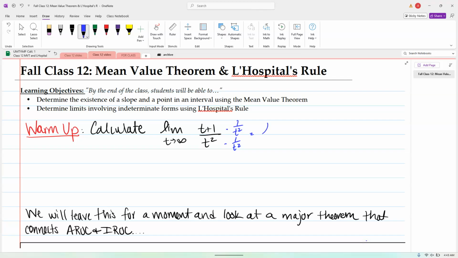When we do that, we get the limit as t approaches infinity of 1 over t plus 1 over t squared, and then all over 1. With this, we know what these limits are independently, so then we can just calculate them. We get 0 plus 0 over 1, which is 0. But there we go, so that's our quick warm-up question. We will see limits return in a moment.